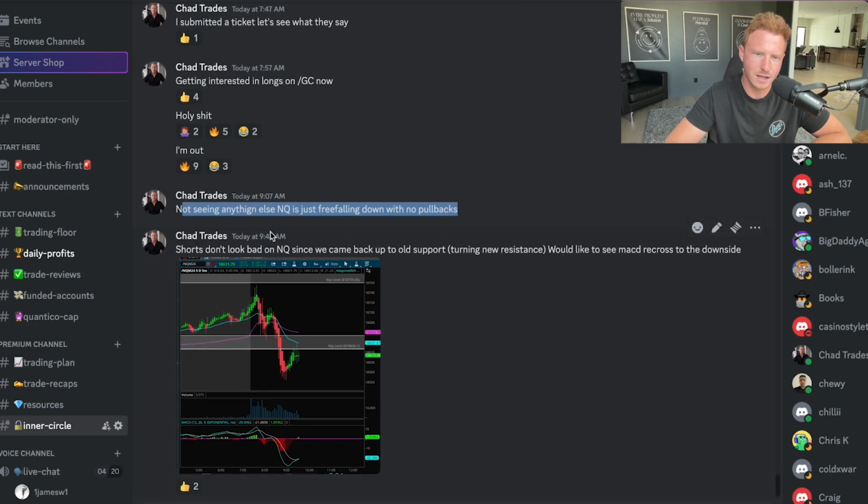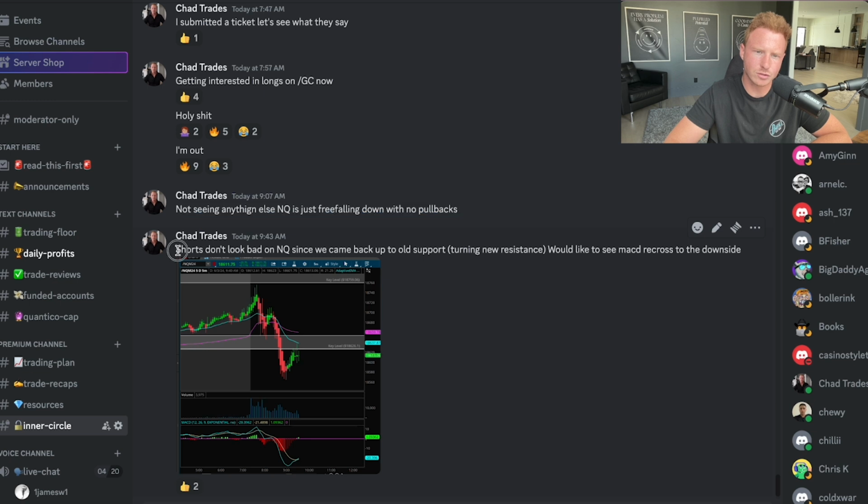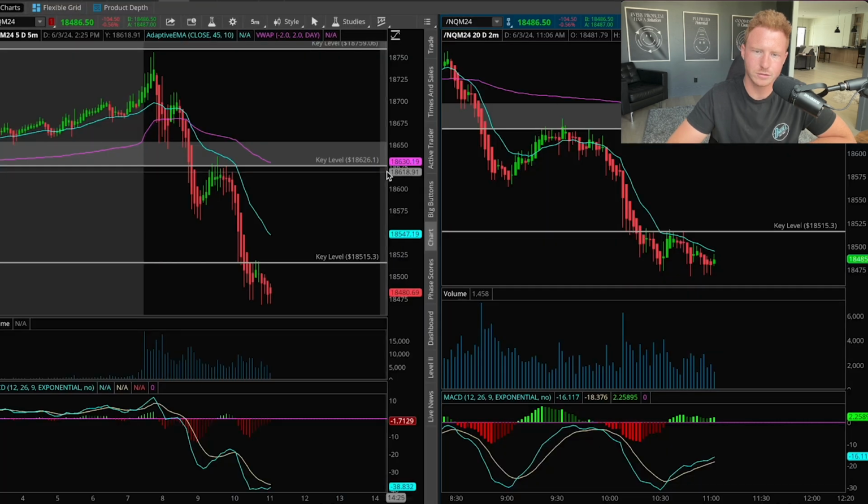And then around an hour later, I said shorts don't look bad on NQ since we came up to old support, turning new resistance. Would like to see MACD cross to the downside. So if we go over to NASDAQ, honestly, I had no reason not to take this trade. I should have taken this trade. This is a really good setup.